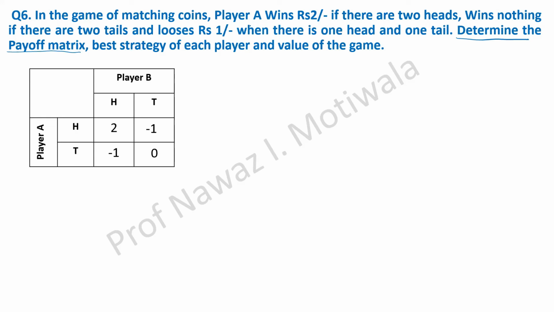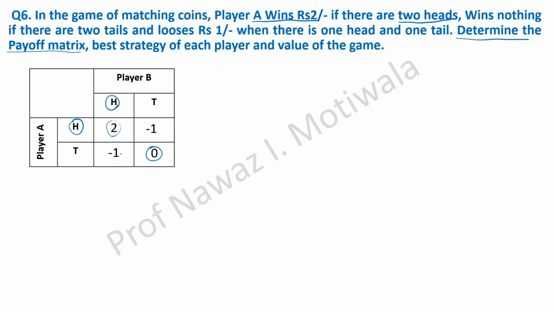It's given here. Player A wins ₹2 if there are two heads. Two heads means when A and B both show heads, player A will win ₹2. So I have written 2 in place of the intersection. Similarly, wins nothing if there are two tails, so it will be 0 when there are two tails. So in place of tails and tails I have written 0, and loses ₹1 means it will be minus, so -1 in place of head-tail and tail-head. So it's a very simple matrix formation.